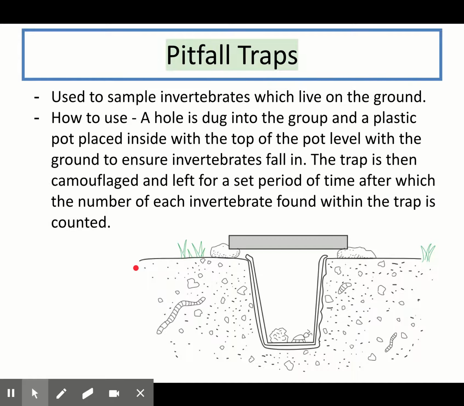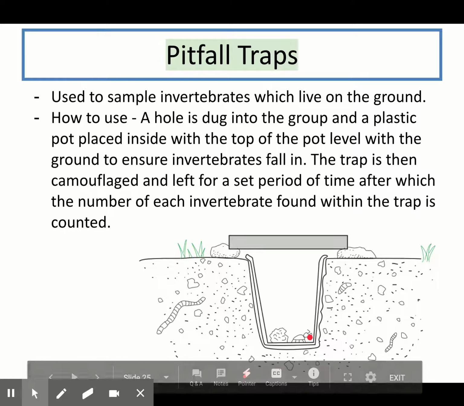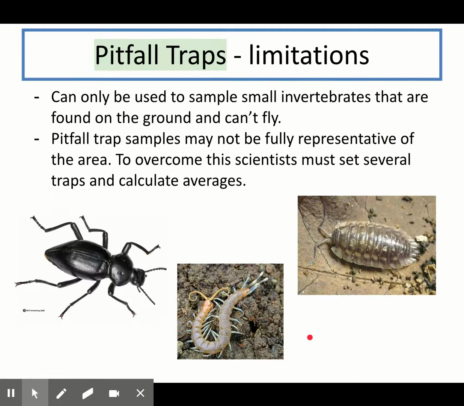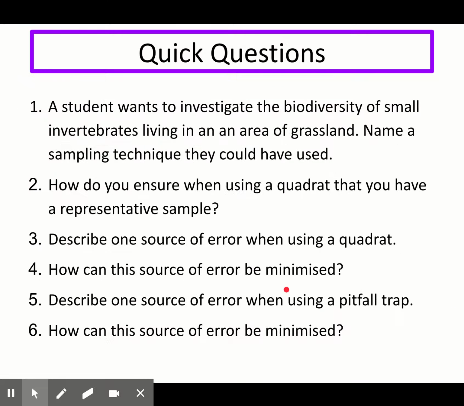So if they're left too long, and I have some various little invertebrates in here, but then say a spider comes in, so falls into my trap, it might actually eat all of the other ones, and then I'll just find the spider when I come and look at the trap. So that's only if it's left too long. So the way to minimize that is to check the trap more often, so it's shorter intervals.